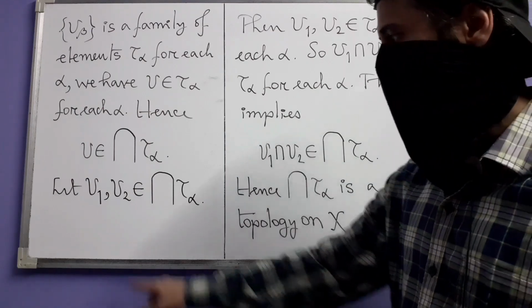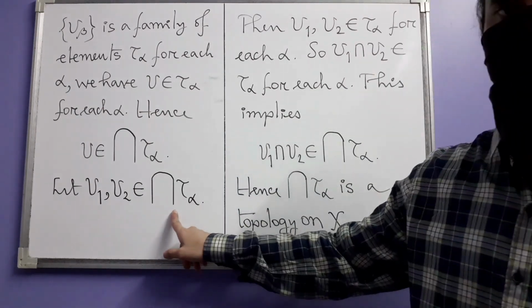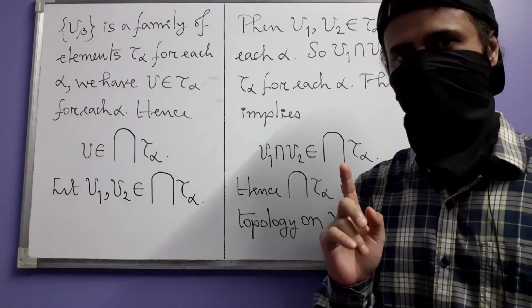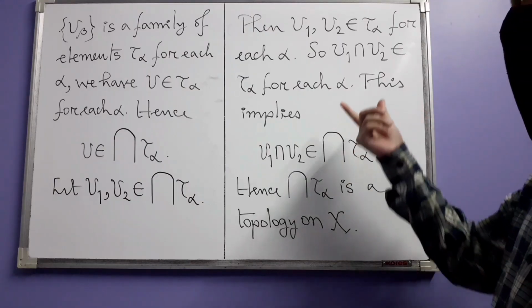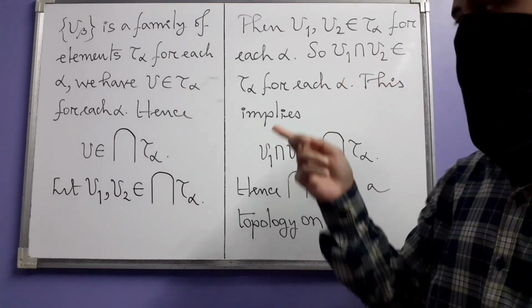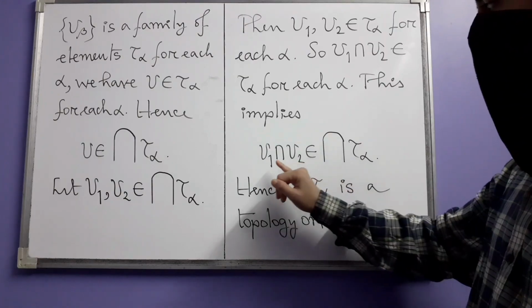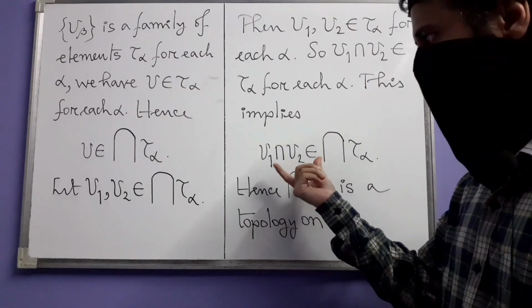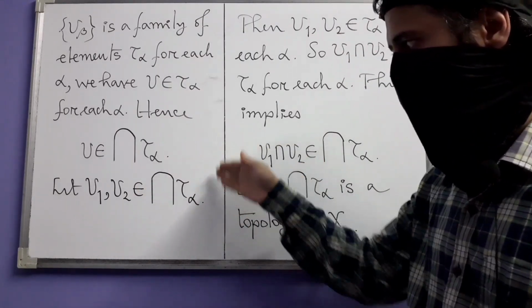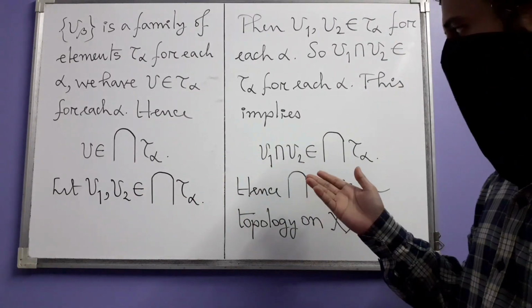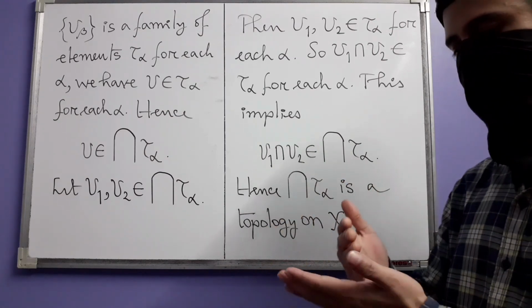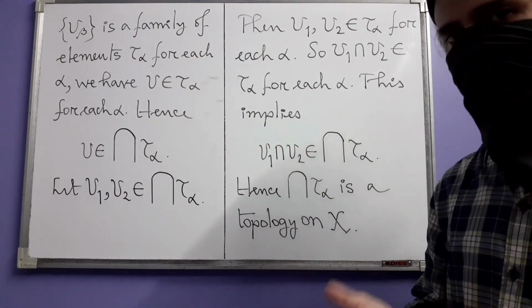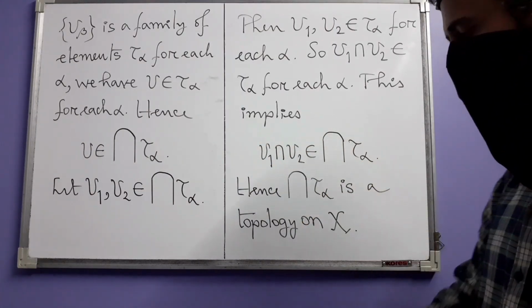And finally, we take two elements U1 and U2 in this intersection. Then U1 and U2 belong to tau alpha for each index alpha. Because each tau alpha is a topology, the intersection of U1 and U2 also belongs to each tau alpha, which means that it belongs to the intersection of all the tau alphas. And from this fact that the intersection of any two elements in this set is again in the set, we can prove by a simple induction that the intersection of finitely many elements of this also belongs to this. And that is why, by definition, this is a topology on X.